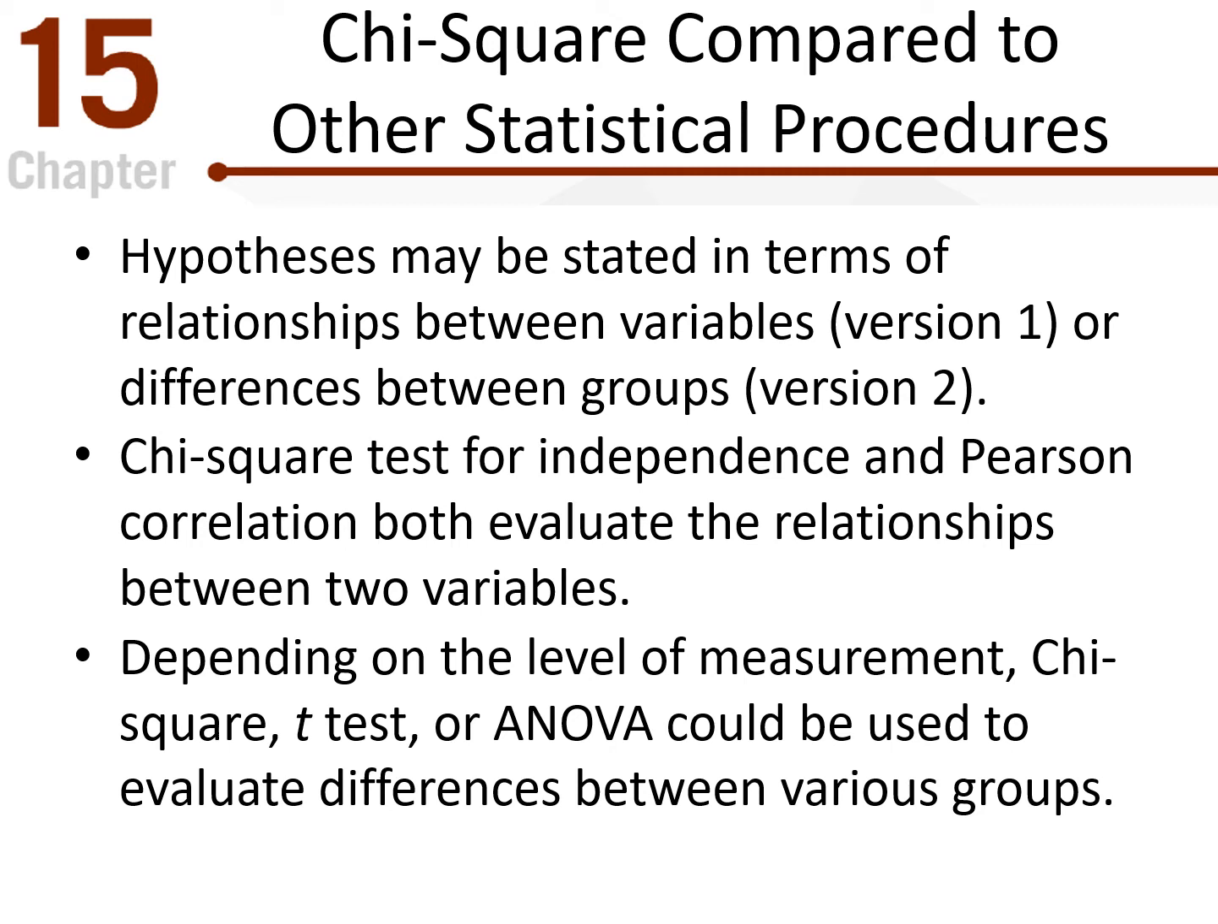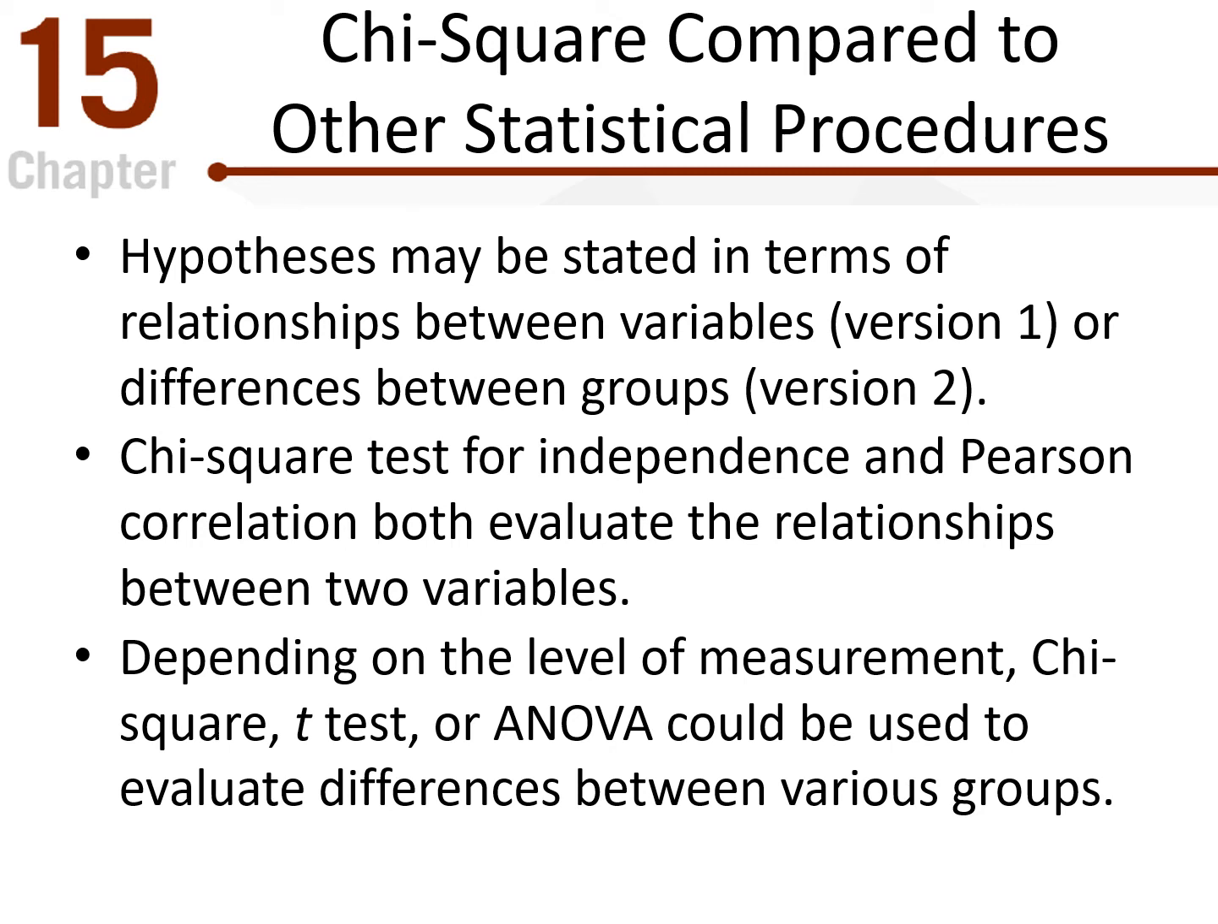So as previously mentioned, chi-square can be used to look at the association between variables. If you have interval or ratio variables, don't use chi-square test of independence. Use Pearson r. It's a much better test. If you have ordinal, don't use chi-square. Use Spearman's rho correlation.